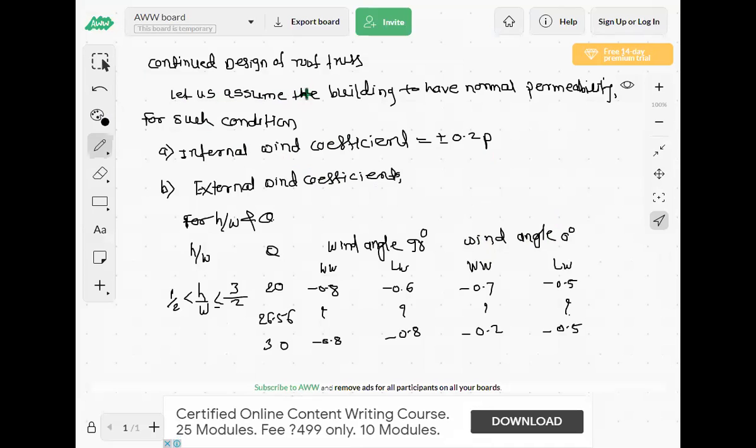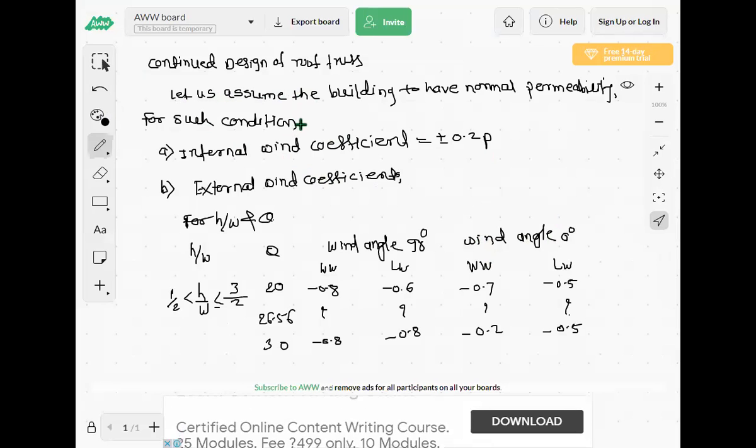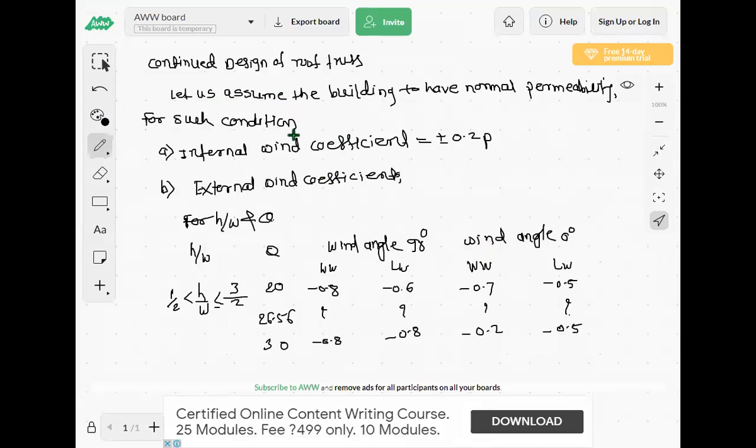So we will continue the last problem. We have reached up to the wind load calculation, and we have found the various wind coefficients from page number 16 of IS 875 Part 3. I have already written these wind coefficients here. Now we have to calculate the wind coefficients for our 26.56 degrees.